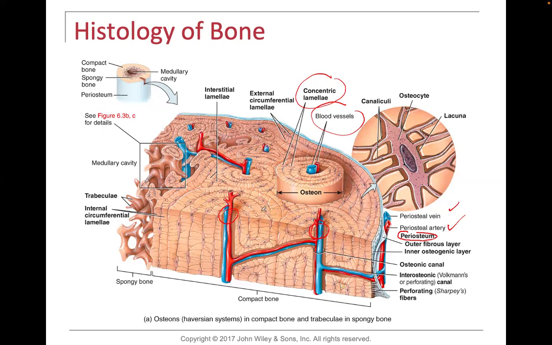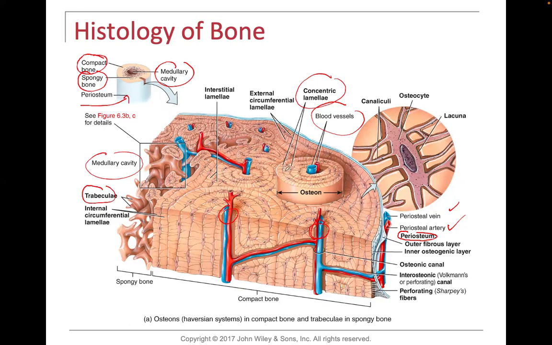This is all compact, but as you move in where that medullary portion is, that's where you have the trabeculae. That's where the medullary cavity is. Okay, so compact bone, spongy bone, medullary cavity, and the periosteum.